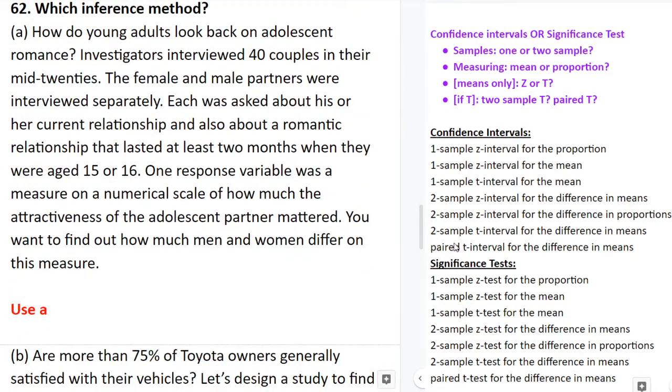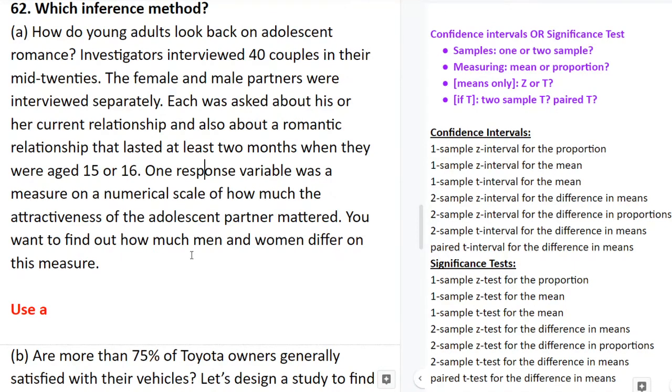For 62, part A, pause. So as you read this question, again, think about the data that's being collected here. The female and male partners are being asked to compare two different relationships. They're collecting a data point from a relationship when they were age 15 or 16, and they were also giving a data point for the relationship that they're in now, and how much the attractiveness of their partner matters. So you're looking to see how much different men and women are in this particular case.